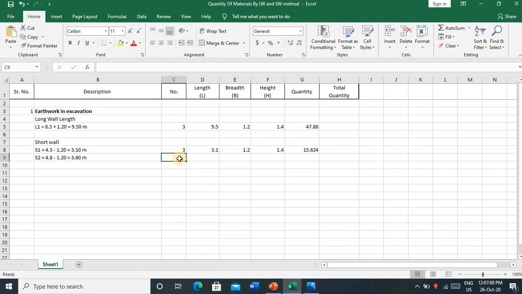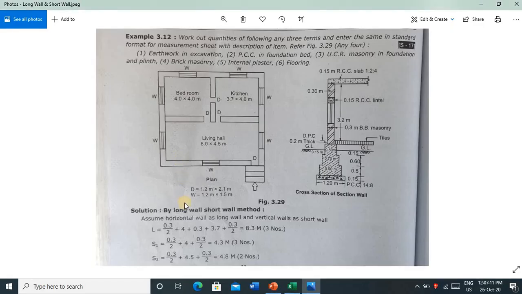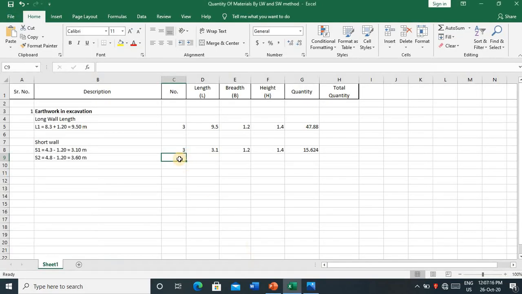Okay, then again for short wall 2, the number of short wall 2 walls are 2 numbers, so in the numbers column you have to write 2. Length is, see what is the length of short wall, 3.60, so you need to put it here, 3.60. Breadth again same, height is also same. The answer is 12.096. Okay, so here it is the total quantity.